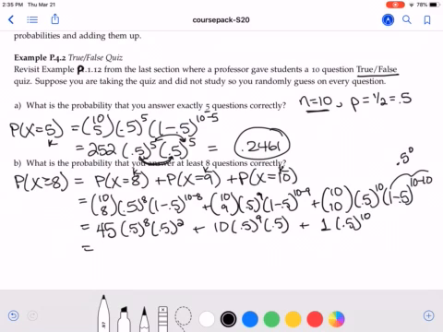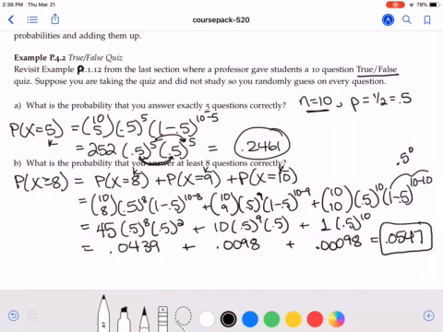So we end up with a 0.0439 for the probability of 8 correct, a 0.0098 for the probability of 9 correct, and a 0.00098 for the probability of getting all 10 correct. So the total probability is a little over 5%, 0.0547. So if just guessing on 10 questions, there's a pretty low chance of getting at least 8 correct.